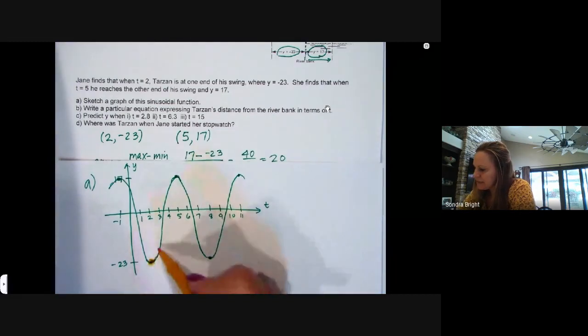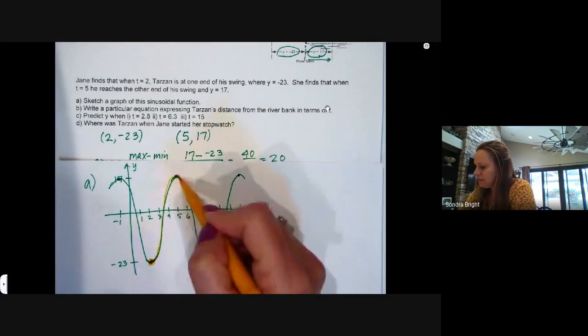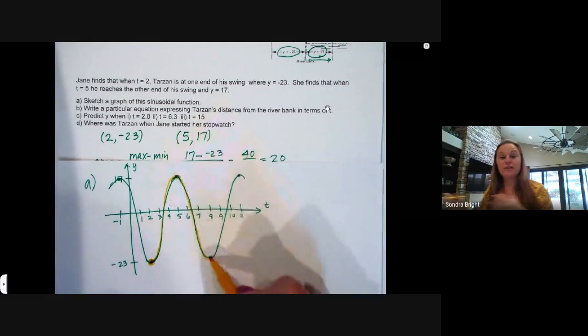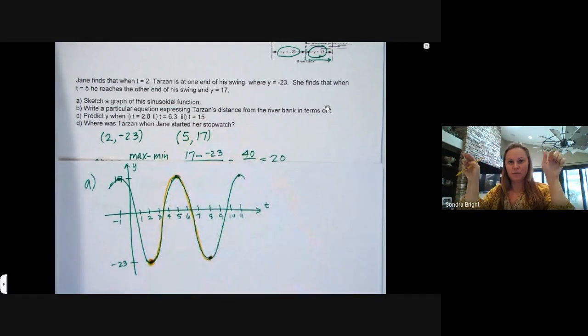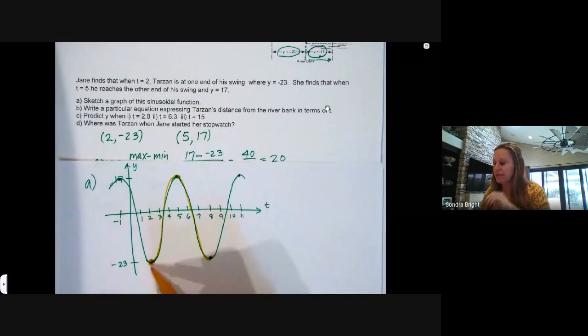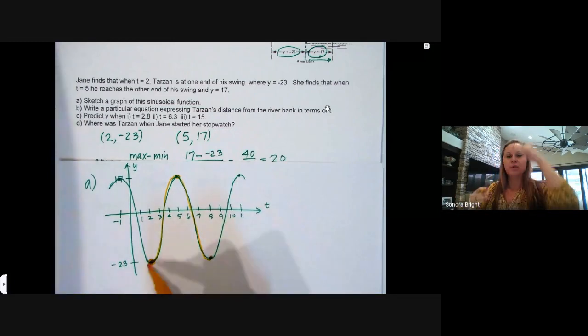You can see from here to there, did I highlight? There's one period of cosine, but flipped upside down, right? Because normally cosine is the cup and it starts up high and goes down low. But now your first point from the values they gave you was negative 23. So you started down low, went up high, came back down low.